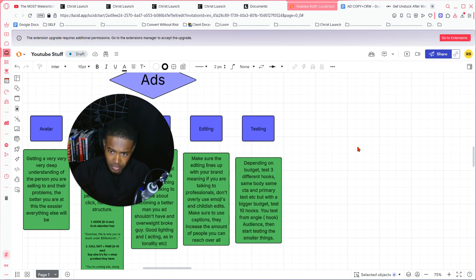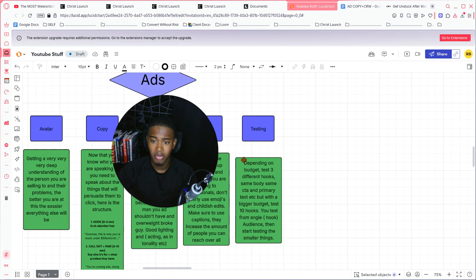Now, testing. It depends on your budget, but I like to test 3 different hooks with the same body and the same call to action, primary text, all of that. But with a bigger budget, you just test 10 hooks with the best everything with the same body, call to action, primary text, headline, all of that the same. But the only difference is 10 different hooks. That really lets you get some efficiency in your ads, because you might spend $1,000 testing, okay, which one of these is the best.